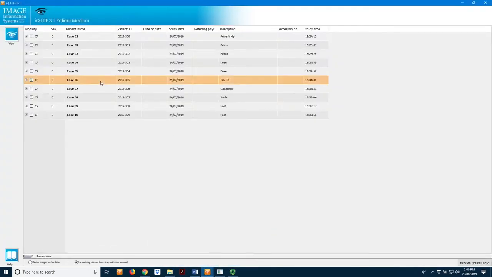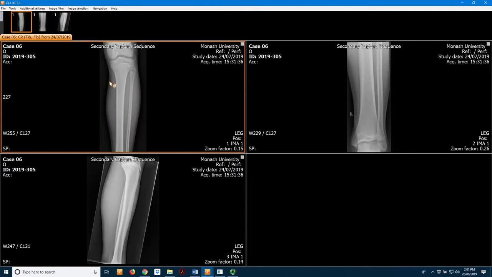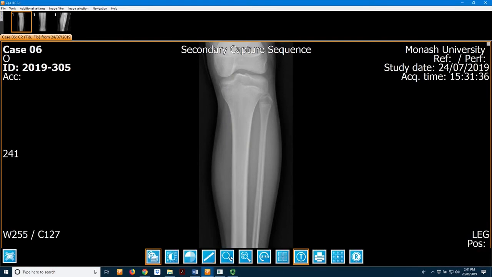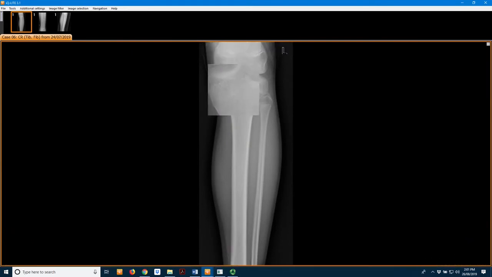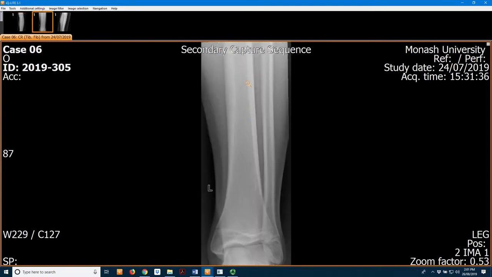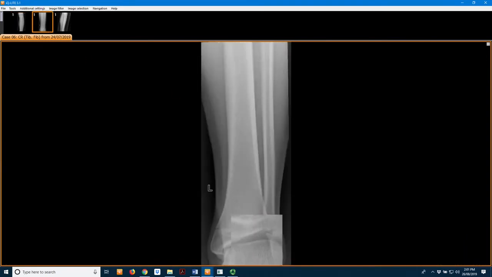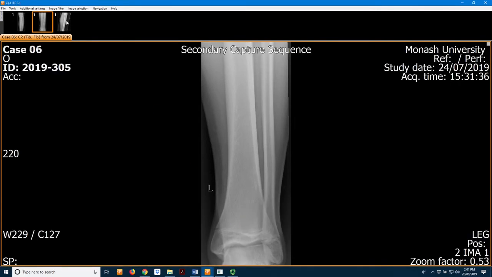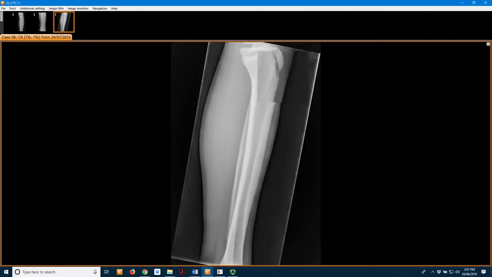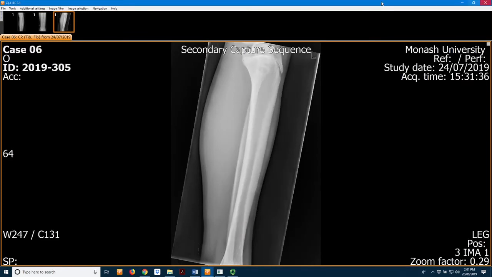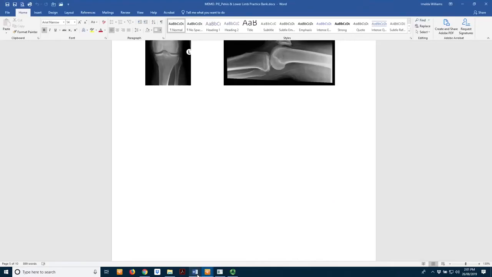Case 6 involves a patient who was kicked in the left leg and has a tender leg. If we zoom in, we can see that this patient is still pediatric. There's nothing here that stands out on that AP view. And on the view that includes the ankle, you can also see there's nothing there. And then on the lateral view as well, that is all normal. So this is a normal case.